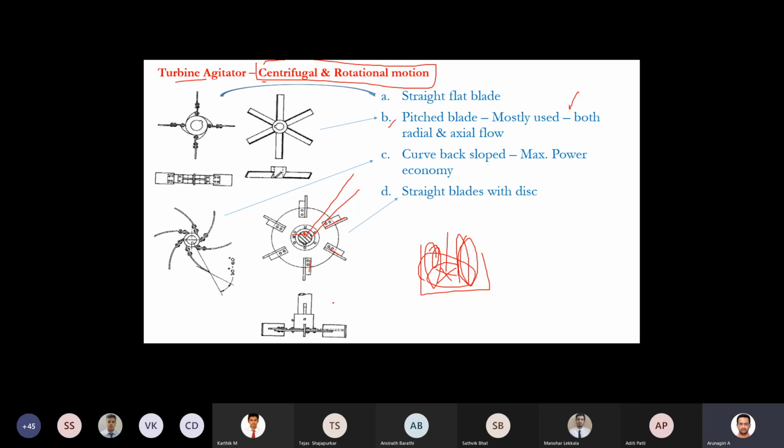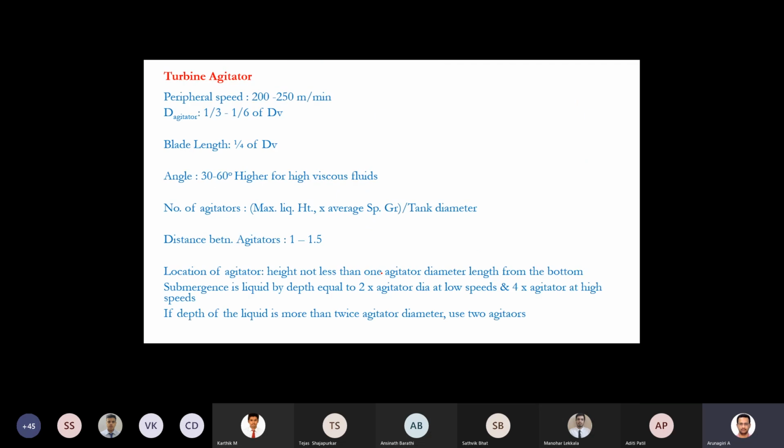This is the top view. This is your elevation view. Or you can say this is the plan. This is your elevation. Okay. So these are some other different types of turbine agitators.